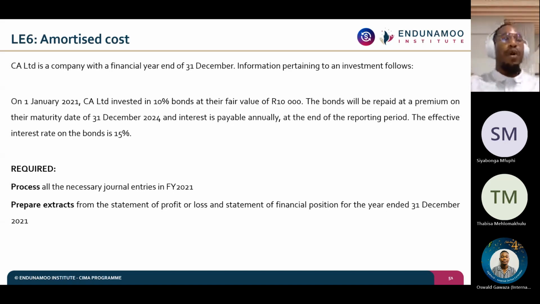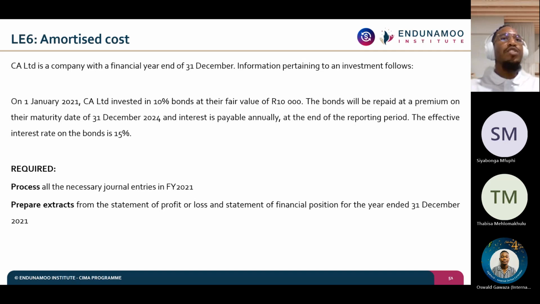So the words bonds and debentures are used interchangeably across all spheres of finance. So when you come across a bond, think of it as a debenture. When you come across a debenture, think of it as a bond. We're told that on the 1st of January, there's an investment made at fair value. These bonds will be repaid at a premium when they mature. The bonds are 10% bonds, and the effective interest rate is 15%.